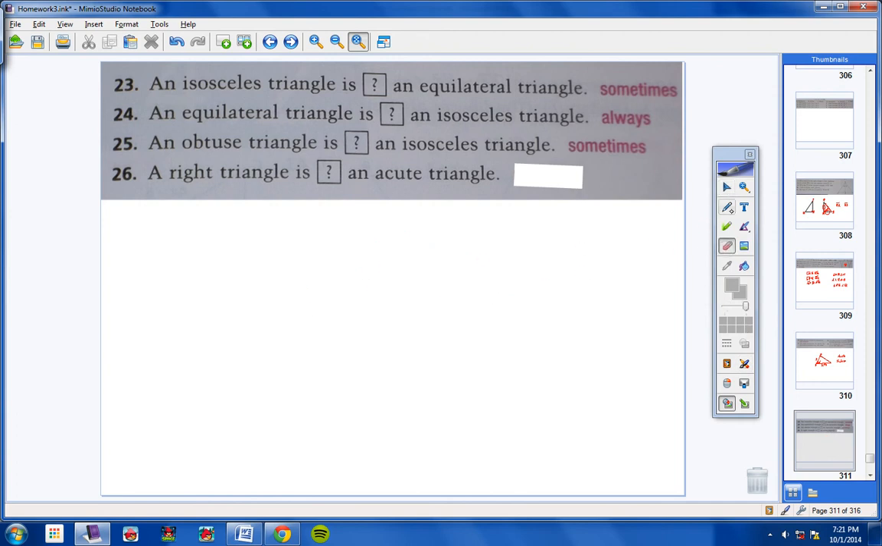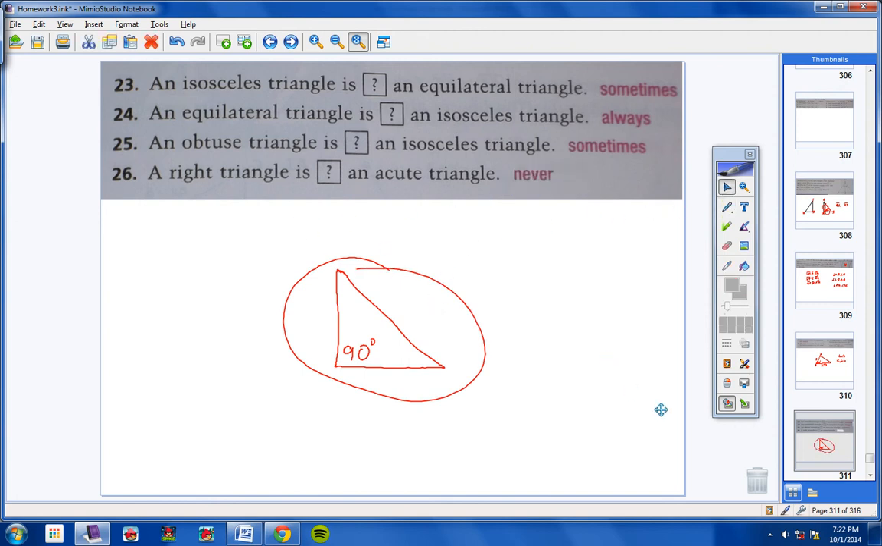All right, number 26. A right triangle is an acute triangle. Well, first of all, the definition of an acute triangle is all three angles are smaller than 90. So think about it. If you have a right triangle, then you know you have one angle for sure that's 90. So as soon as you have one angle that's 90, there's no way this triangle can be acute. So a right triangle will never be an acute triangle, okay? It's impossible.